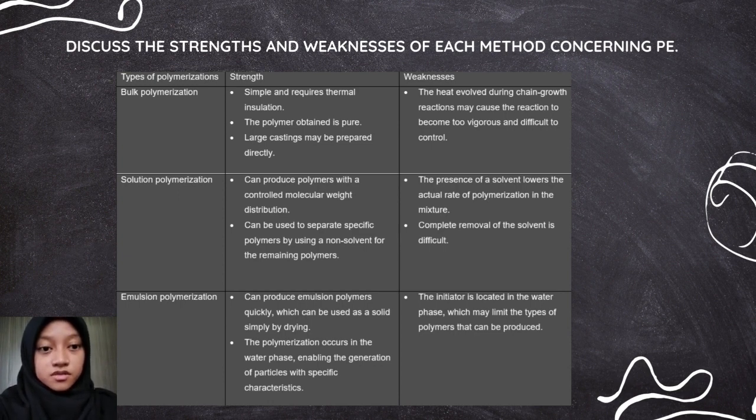The polymerization occurs in the water phase, enabling the generation of particles with specific characteristics. For the weaknesses, the initiation is located in the water phase, which may limit the types of polymer that can be produced. Solution polymerization can produce polymers with controlled molecular weight distribution. It can also be used to separate a specific polymer by using a non-solvent for the remaining polymers.